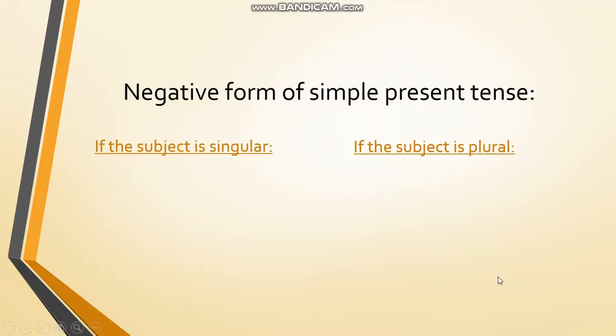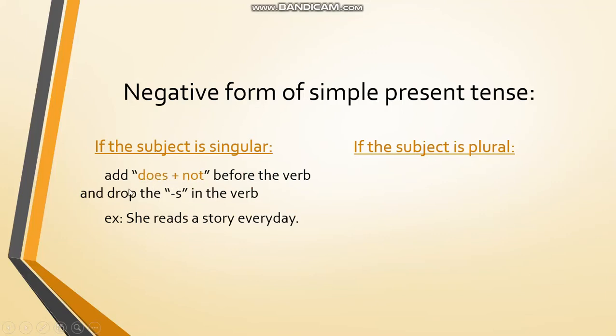Now, how can I form the negative form of simple present tense? I have two ways: if the subject is singular, and if the subject is plural. If the subject is singular, I should add does plus not before the verb, and it's very important to drop the s. For example, I have she reads a story every day. She is a singular subject. Reads is a verb in the simple present. It will become she doesn't read a story every day. I drop the s that is here.